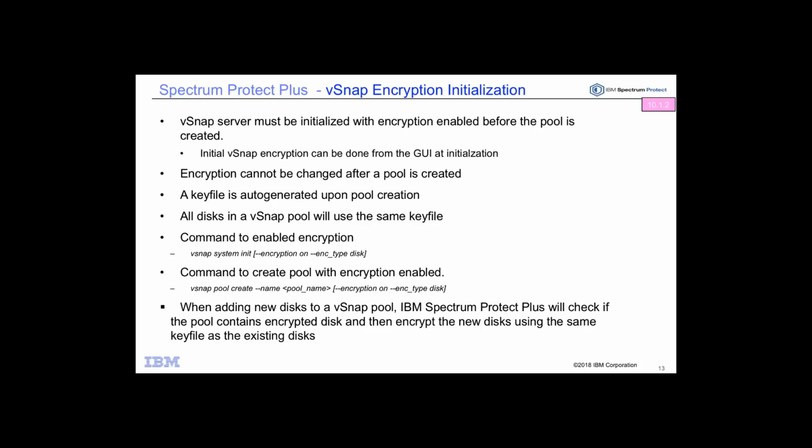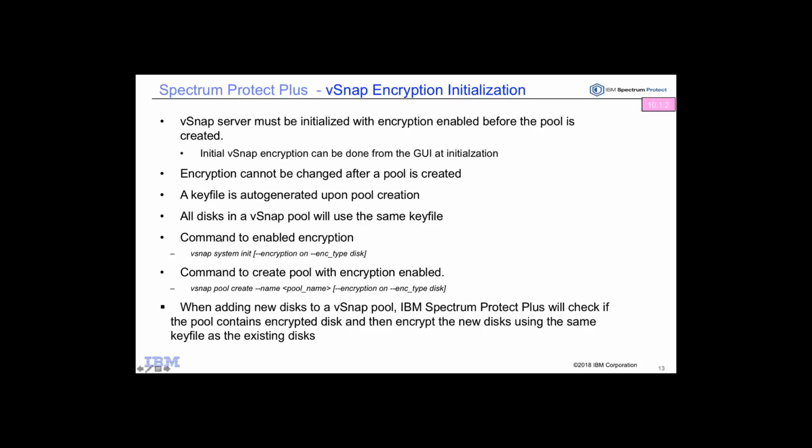Now, if you expand the VSnap pool, the Spectrum Protect Plus appliance will check to see if the pool contains encrypted disks, and then the additional space in the pool will be encrypted with the new disks using the same key file as the existing disks. So all those new and expanded disks will be encrypted just like the others in the pool.